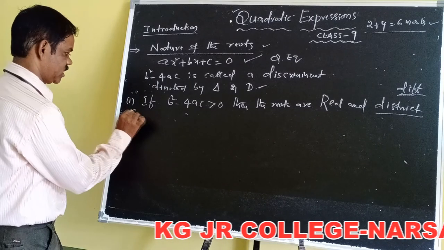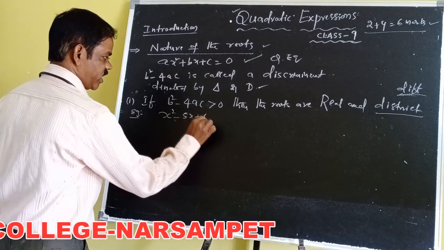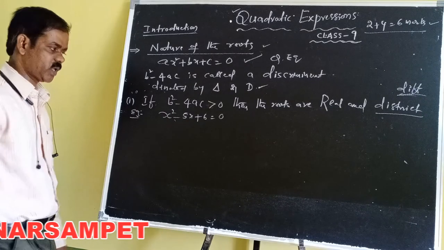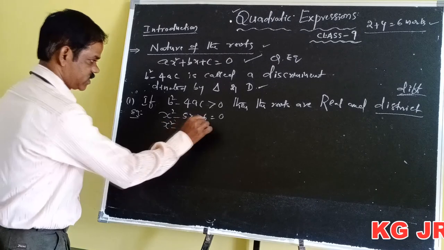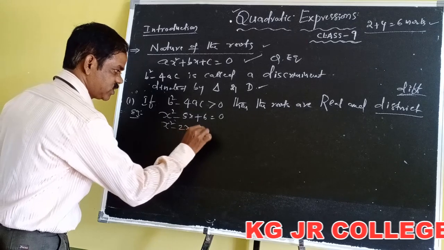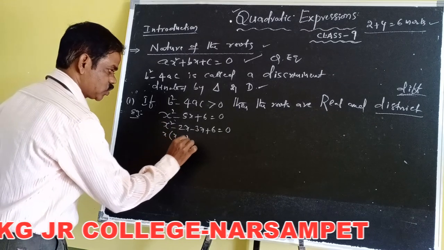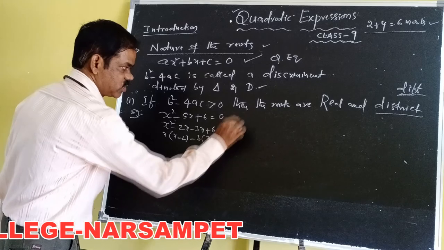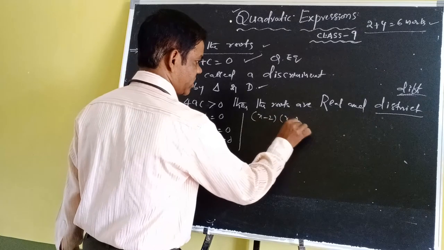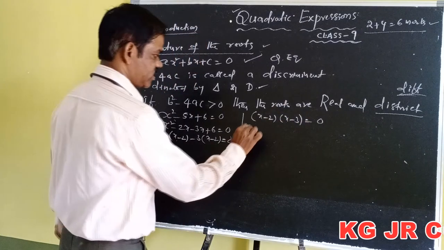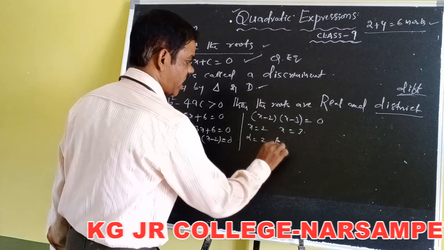So for understanding purpose, I am taking one example. See students, I am taking one quadratic equation, x square minus 5x plus 6 is equal to 0. How to find its roots? By using the factorization method. So x square minus 2x minus 3x plus 6 is equal to 0. x is the common factor, so x minus 2 is common. Therefore I am getting x minus 2 into x minus 3 equals 0. So from these factors, x is equal to 2 or x is equal to 3. That means let us consider alpha is equal to 2 and beta is equal to 3.